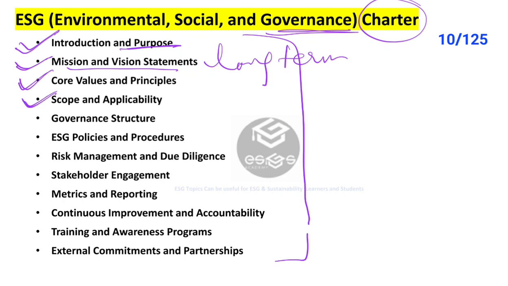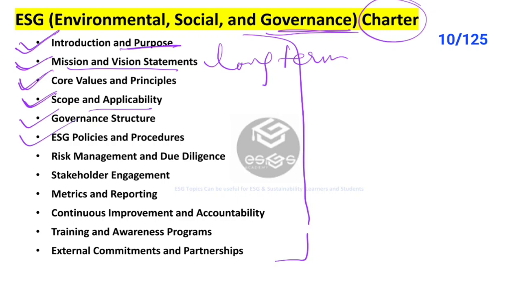This clarifies the scope of the charter and identifies the stakeholders, operations and activities to which it will be applied, ensuring alignment with the organizational overall business strategy and objectives. Next is governance structure. We describe the governance framework for ESG oversight, including roles and responsibility, the board of directors, executive leadership, ESG committees, relevant stakeholders.